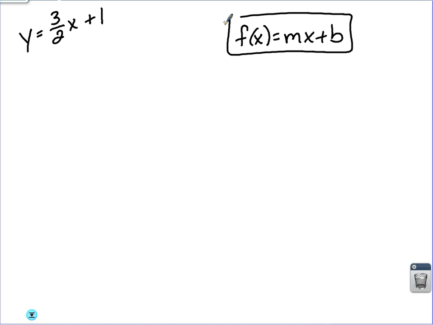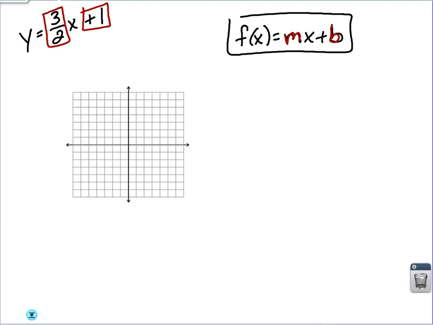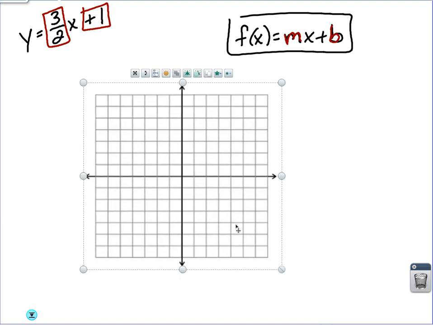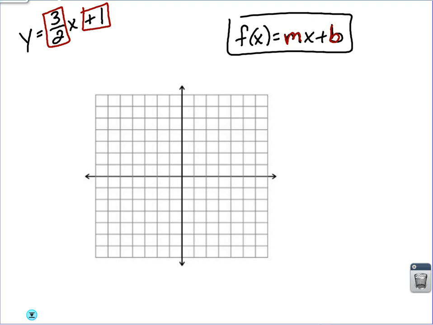So anytime we have a function written in this form, which we see here, y equals 3/2 x plus 1 is in that form. The number that's in front of your x will always be your slope, which in this case is 3/2. The number being added or subtracted, which is your b, will always be your y-intercept. And this will be much quicker and easier: we can use this information to graph this linear function without making a t-table.